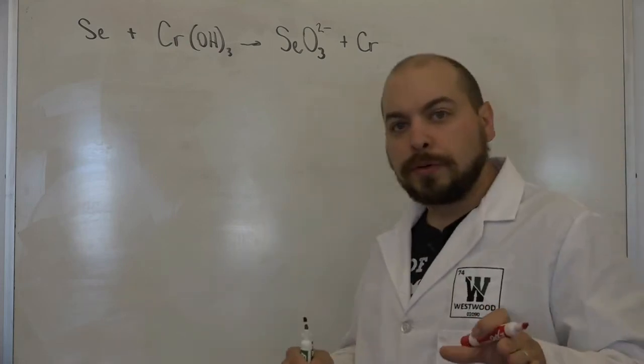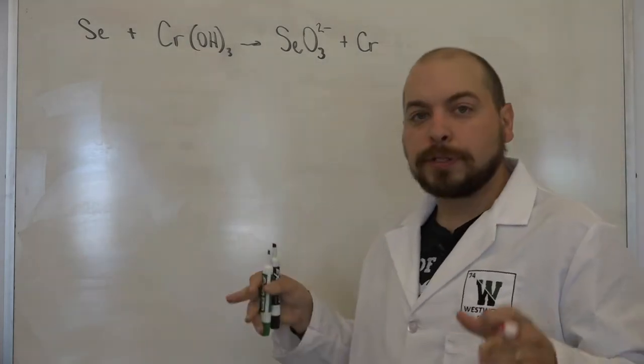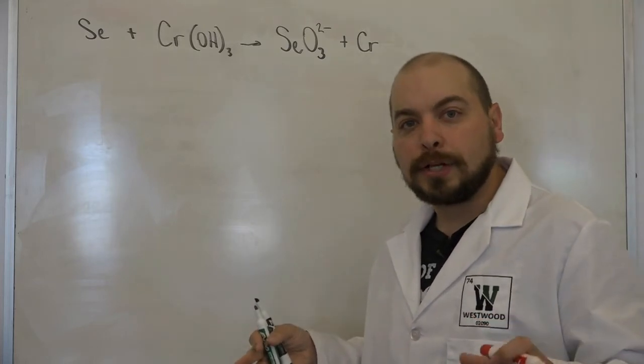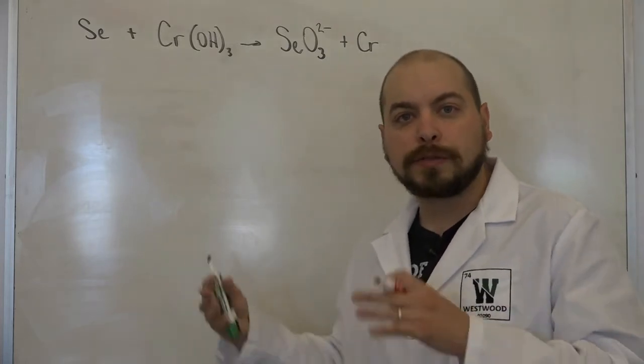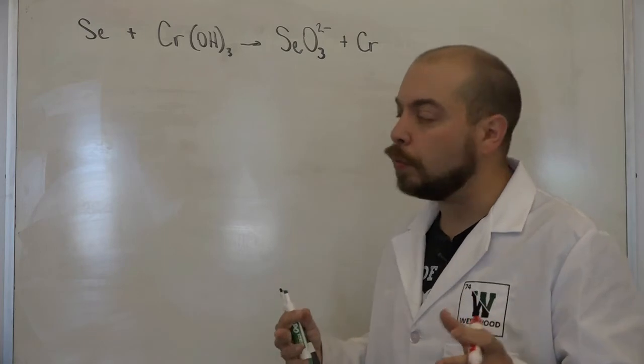All right, let's work through this one together. Again, as always, we need to first make sure that we are assigning oxidation numbers and then writing our half reactions for oxidation and reduction. So let's go ahead and do that.